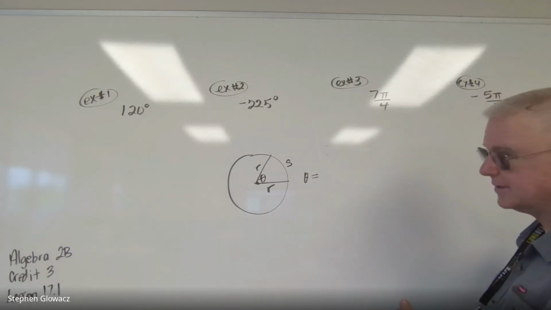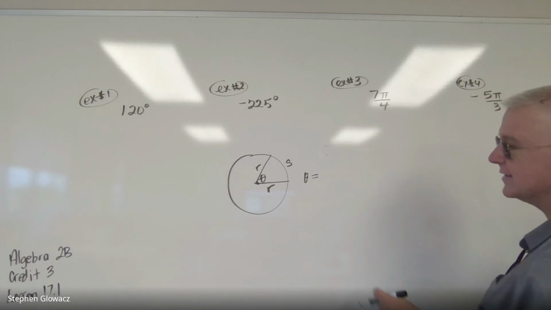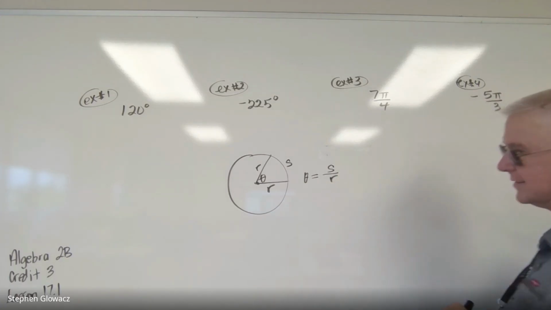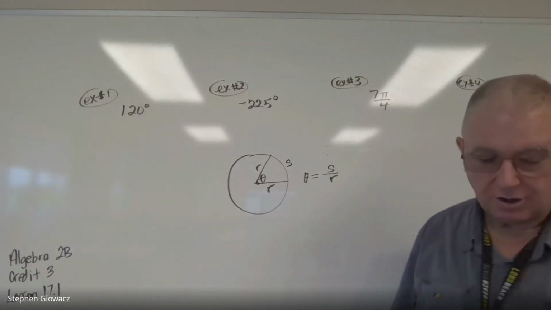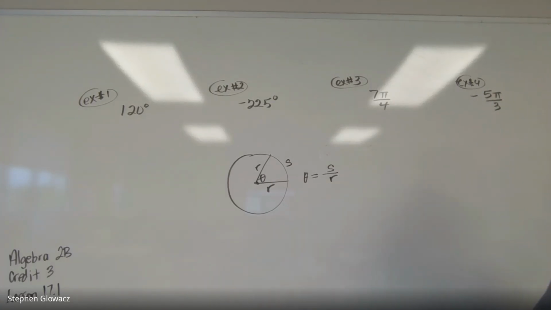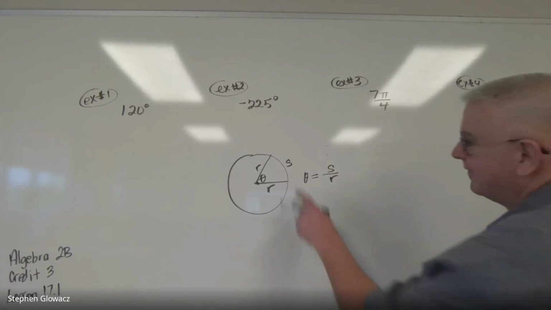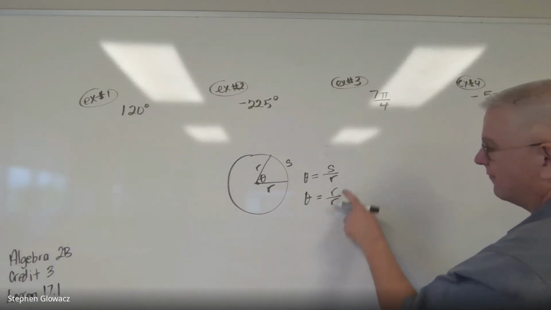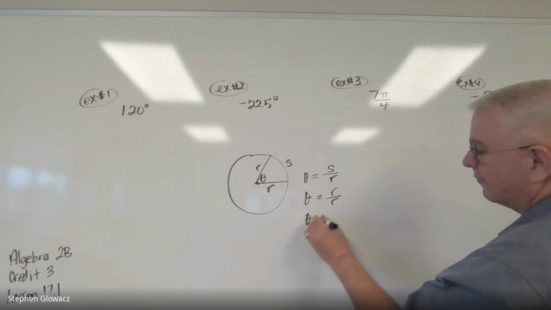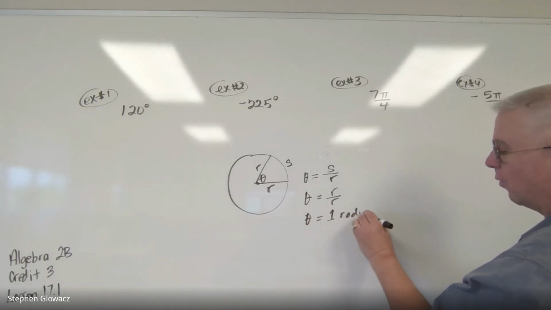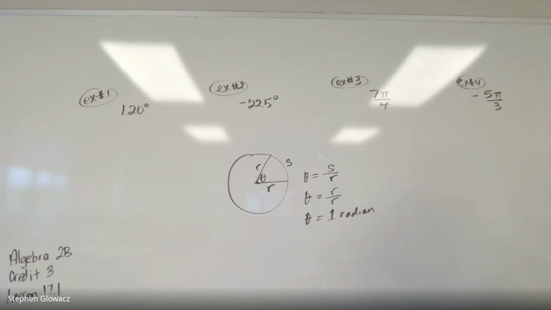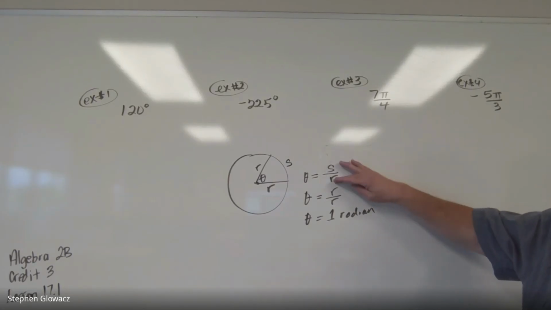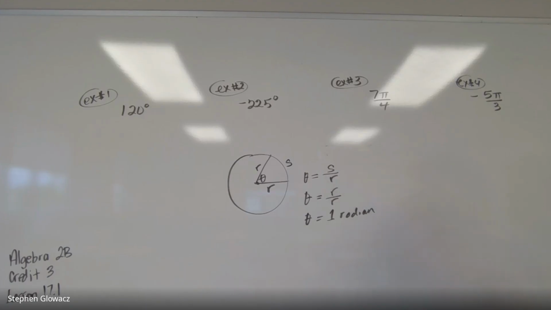So theta in radians, now we can measure that in degrees still, but in radians, it's defined as the arc length, which remember is S, divided by the radius. Now, here's where it starts to get kind of interesting. If the arc length is equal to the radius, we have r divided by r, we would say that theta has a measure of 1 radian. Because remember, that angle in radians is defined by the ratio of the arc length to the radius.